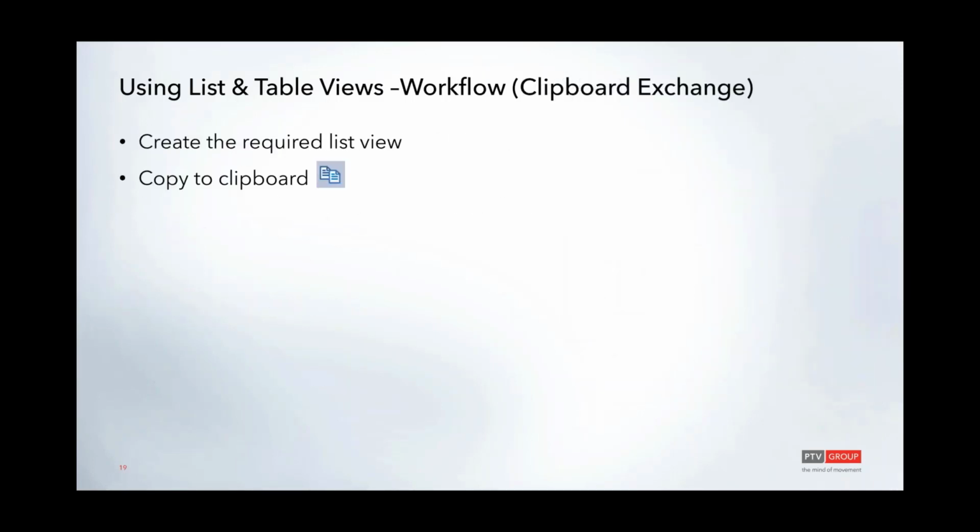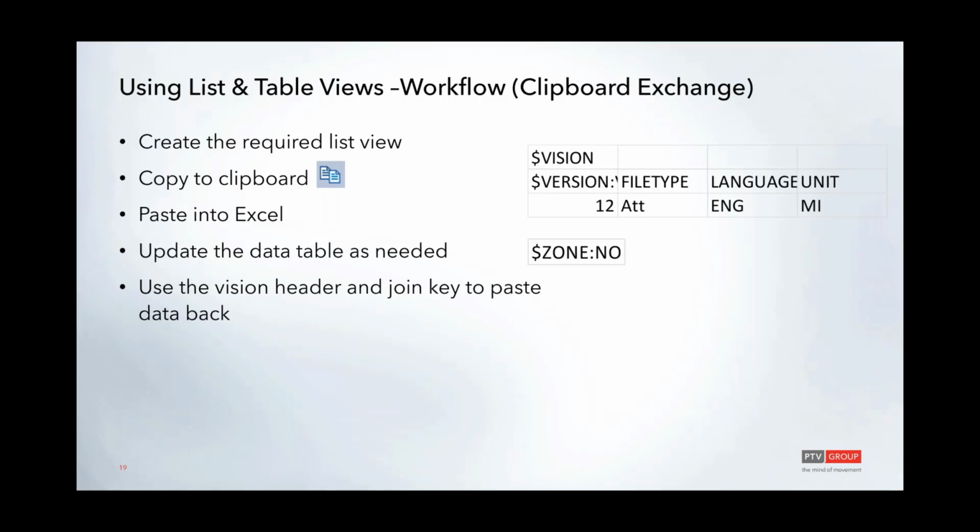So we created the required list view, we copied it to the clipboard and then pasted it into Excel. Then we can update that data table as needed. Let's say you're projecting some values, you can do that. And then we saw these headers. So these headers essentially allow the clipboard to store the fact that this is a Visum file. And then there's a key value over here. Let's say for the zones, the key value is based on the zone number that can be used to bring back the data.